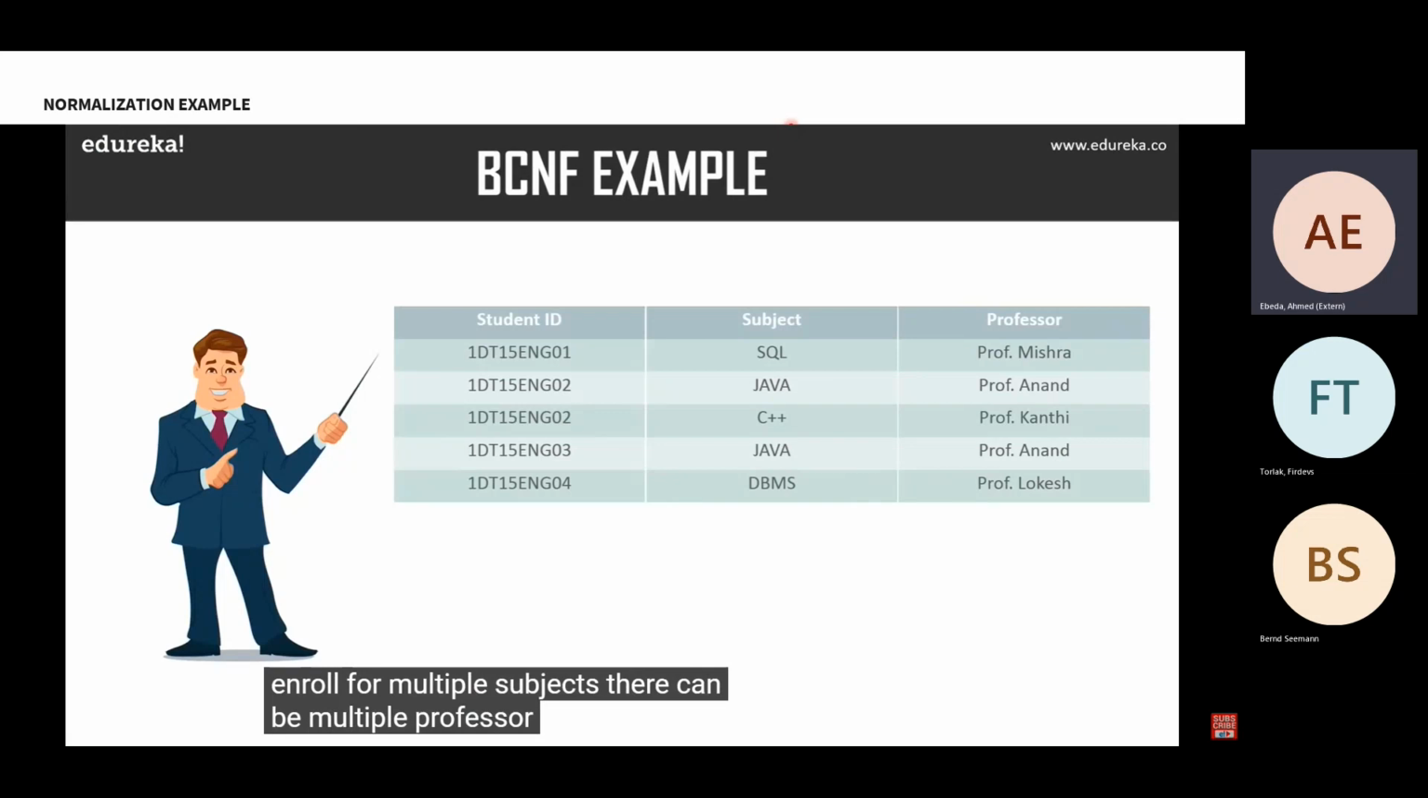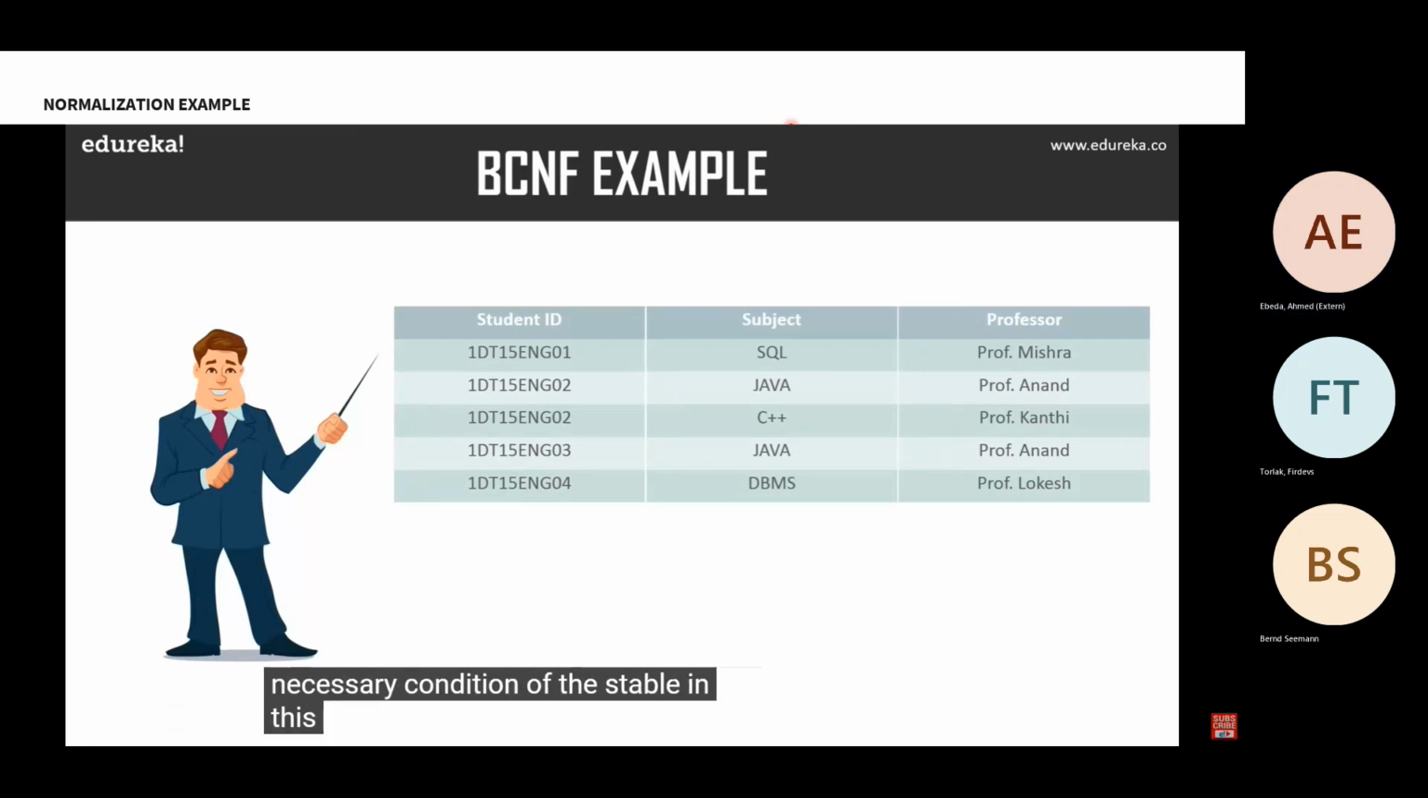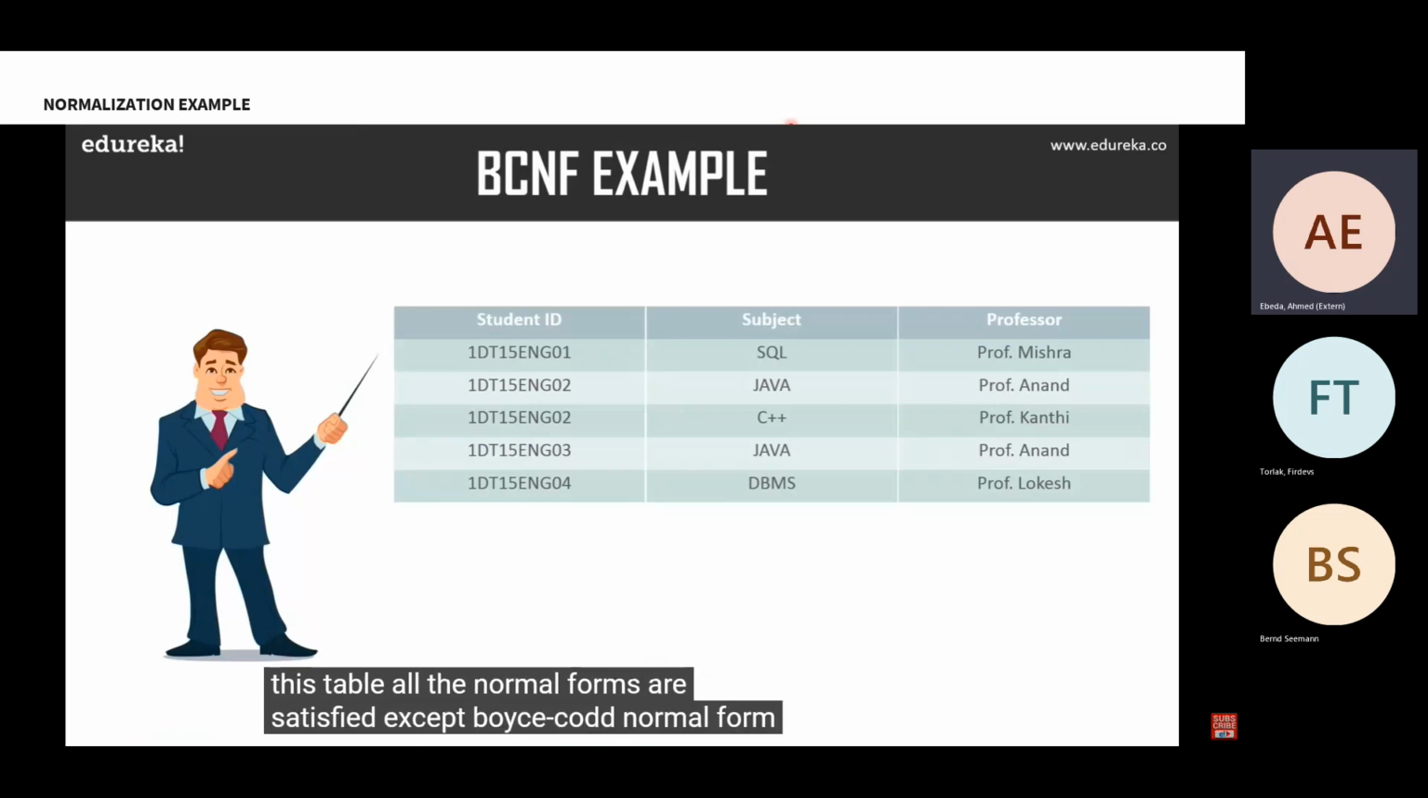There can be multiple professors teaching one subject. And for each subject, a professor is assigned to the student. These are the necessary conditions of this table. In this table, all the normal forms are satisfied except Boyce-Codd normal form.